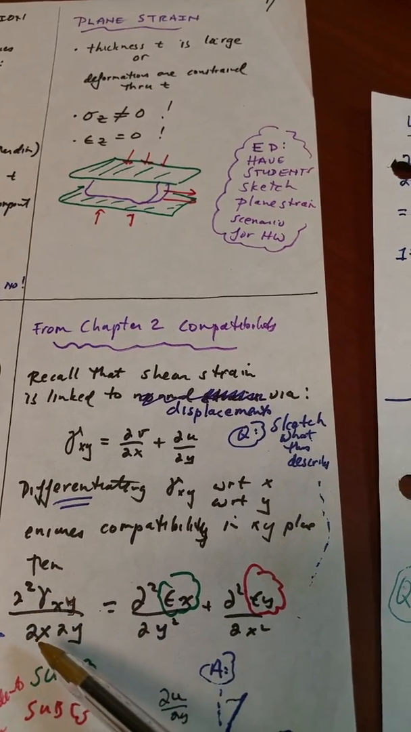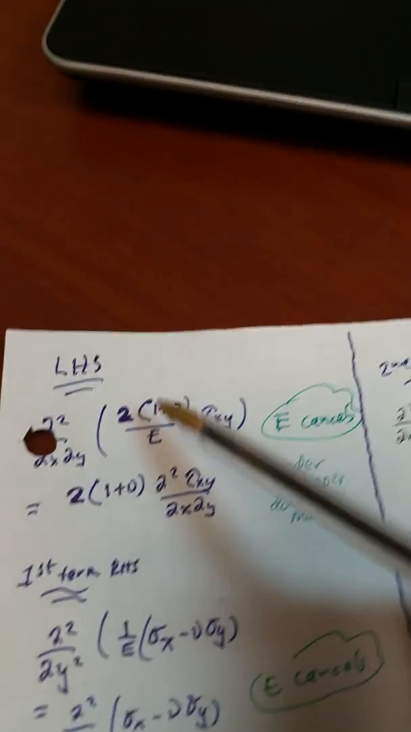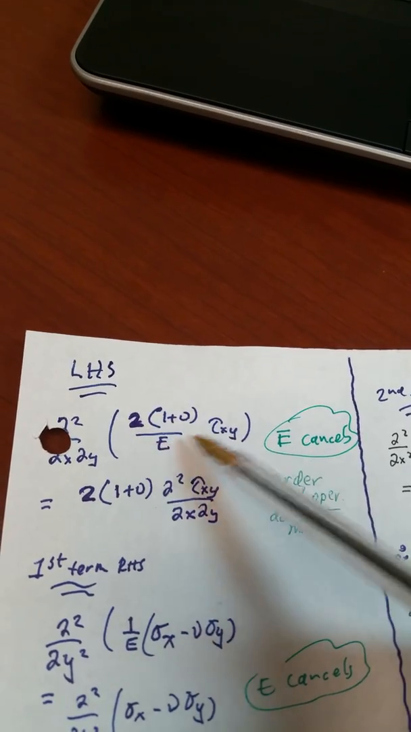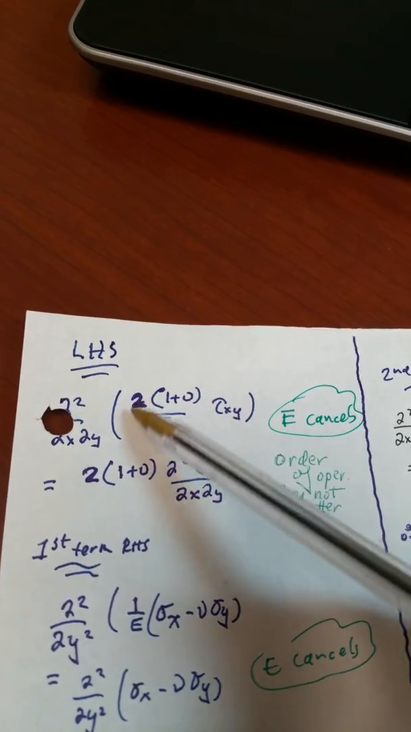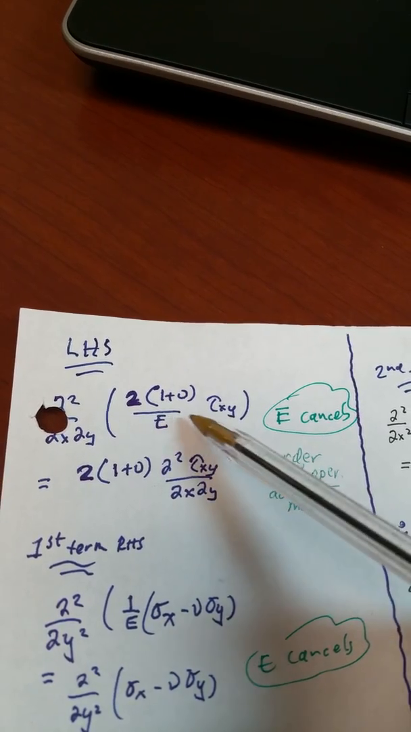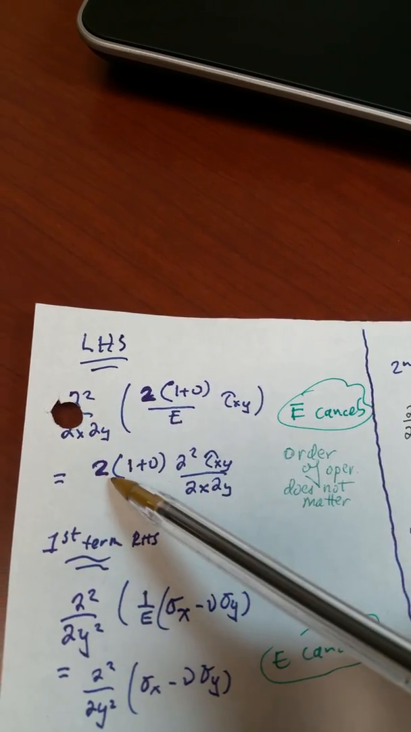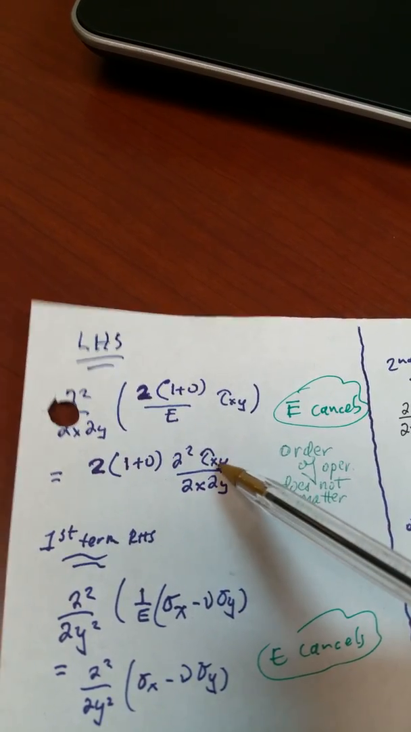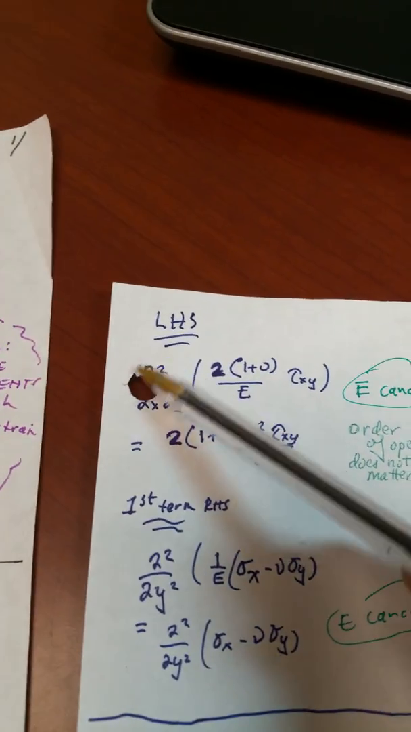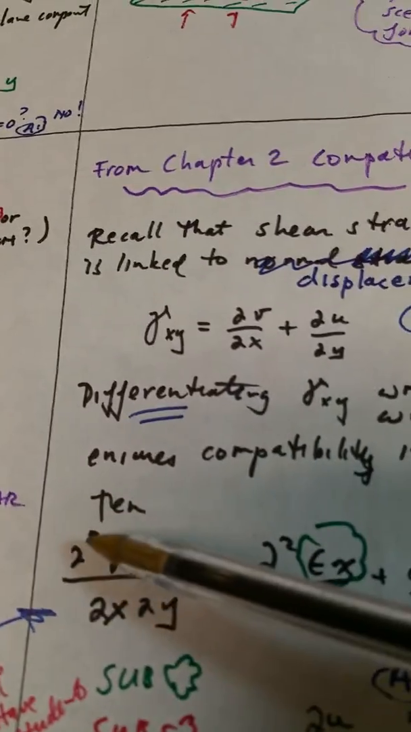We have partial squared, partial x, partial y of gamma. So what does that mean? Well, gamma can be expressed as a function of shear stress, and eventually the E's are going to cancel here, so I'm going to drop that. So the left-hand side is 2 times (1 plus nu) and the second derivative of tau xy. Remember, we have a second derivative of x and y over here.